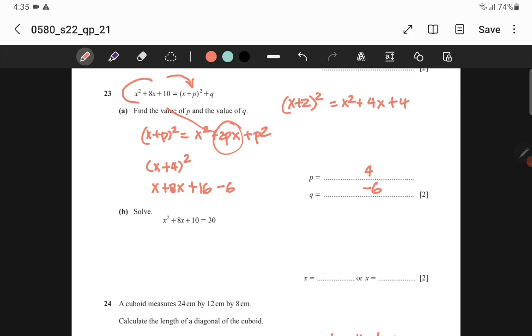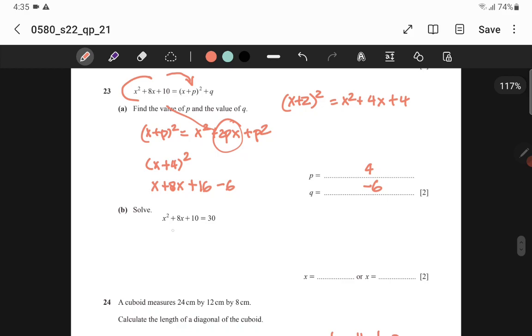Okay. And then x squared plus 8x plus 10 is equal to 30. Solve it. Okay, again, make the right hand side 0. x squared plus 8x plus 10 minus 30 is equal to 0, and then x squared plus 8x minus 20 is equal to 0. What?